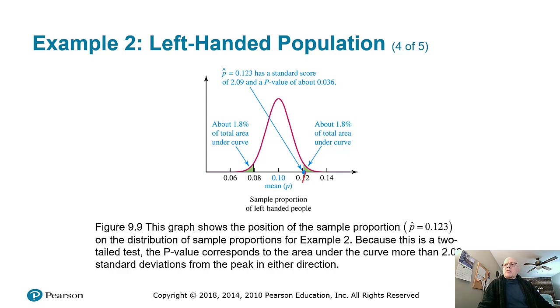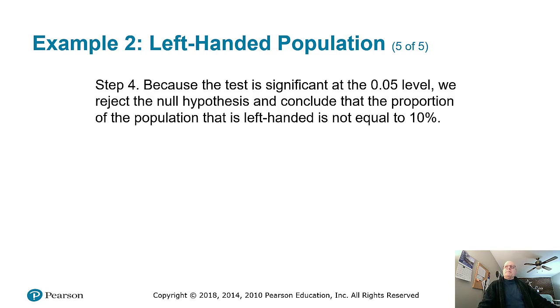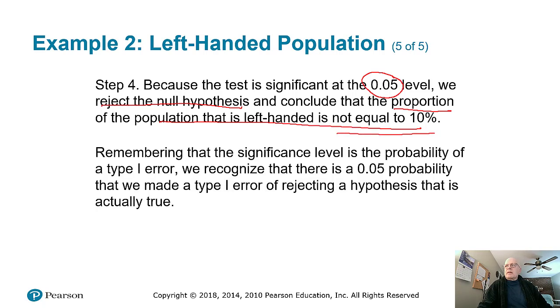These are the critical points. These are the critical regions, the rejection regions. So the test is significant at the 0.05 level. We reject the null, and we say the proportion is not 10%. And that, folks, is it.